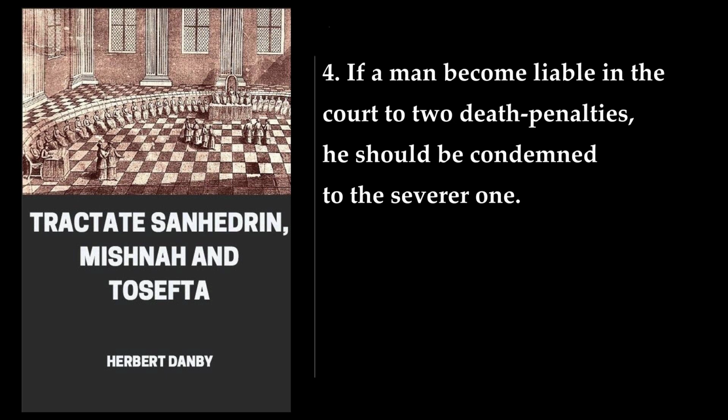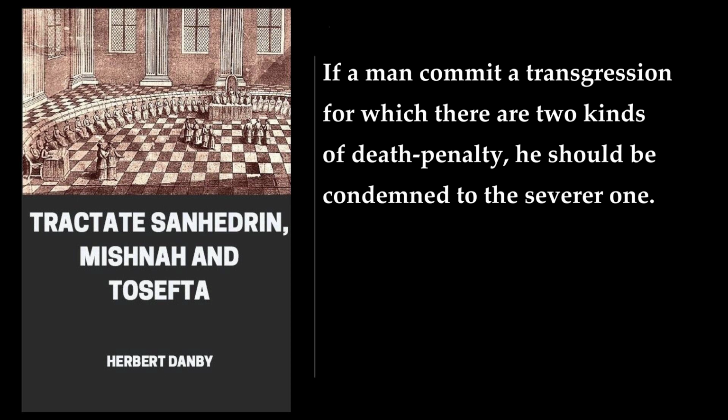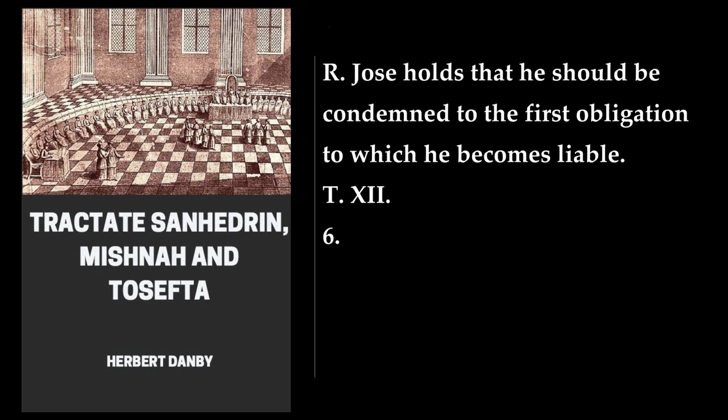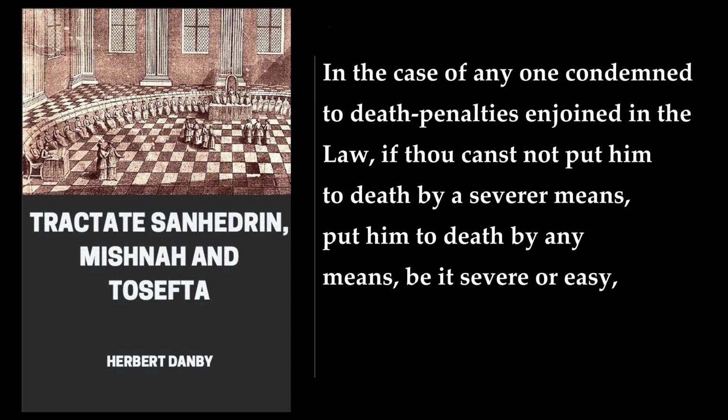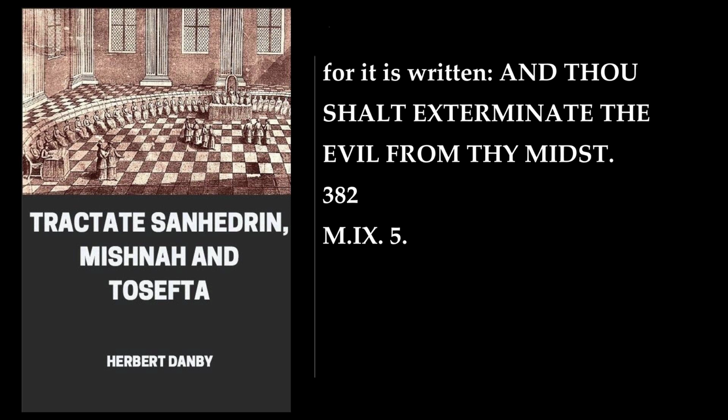M.9. 4. If a man become liable in the court to 2 death penalties, he should be condemned to the severer one. If a man commit a transgression for which there are 2 kinds of death penalty, he should be condemned to the severer one. Jose holds that he should be condemned to the first obligation to which he becomes liable. T. 12. 6. If a man commit a transgression for which there are 2 kinds of death penalty, he should be condemned to the severer one. In the case of any one condemned to death penalties enjoined in the law, if thou canst not put him to death by a severer means, put him to death by any means, be it severe or easy. For it is written, and thou shalt exterminate the evil from thy midst.